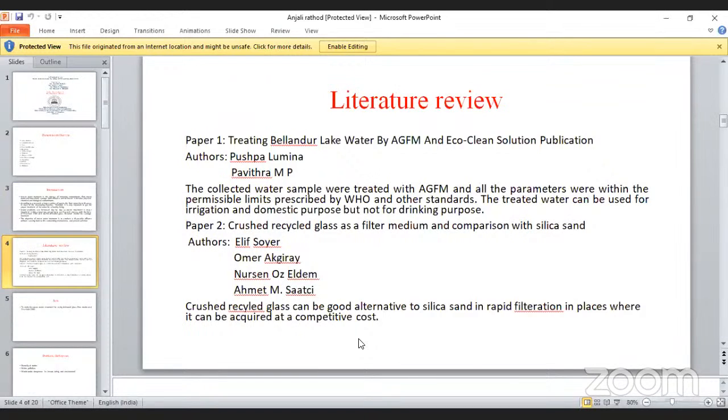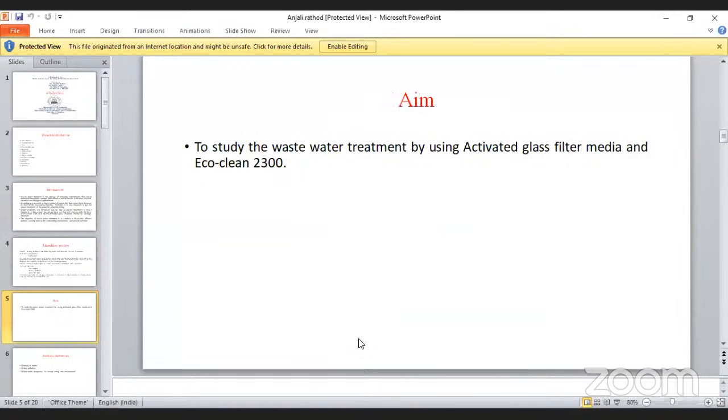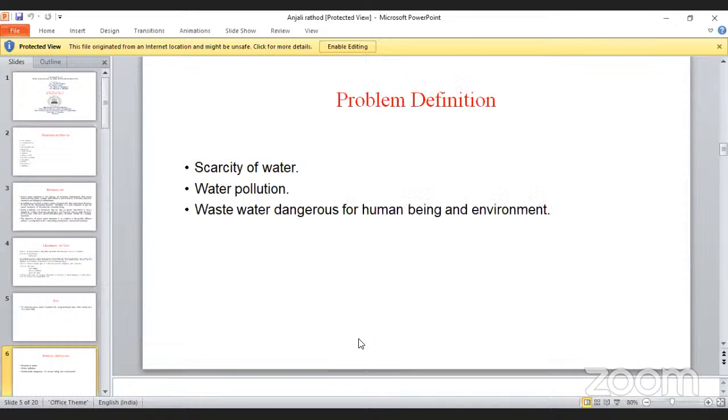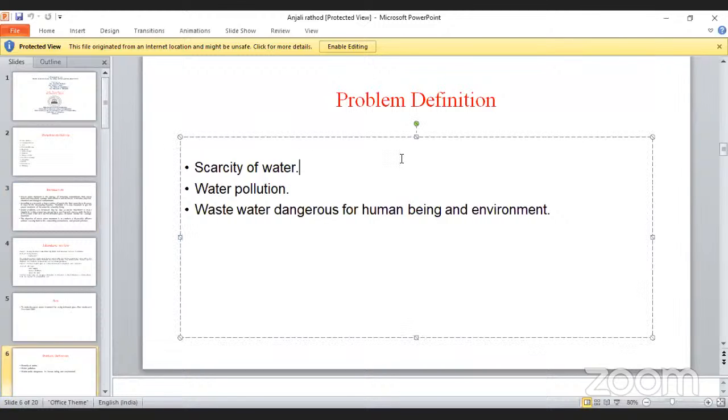Here are some literature reviews. The aim of our project is to study wastewater treatment by using activated glass filter media and EcoClean 2300. And problem definition: the first problem is scarcity of water, then water pollution, then wastewater dangerous for human beings and the environment.